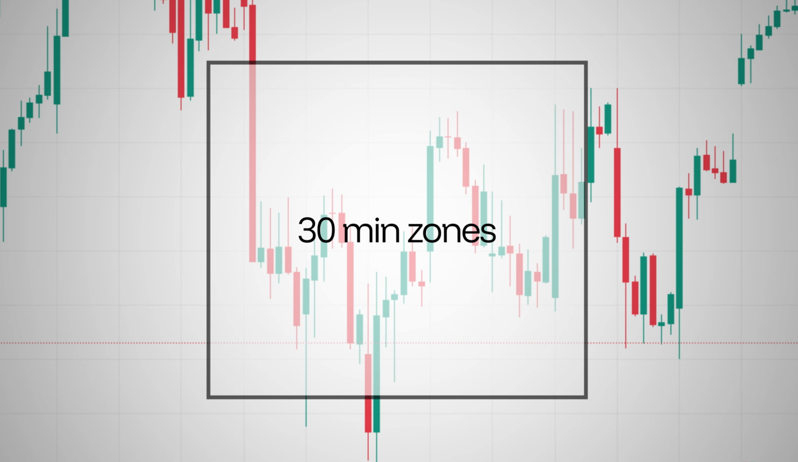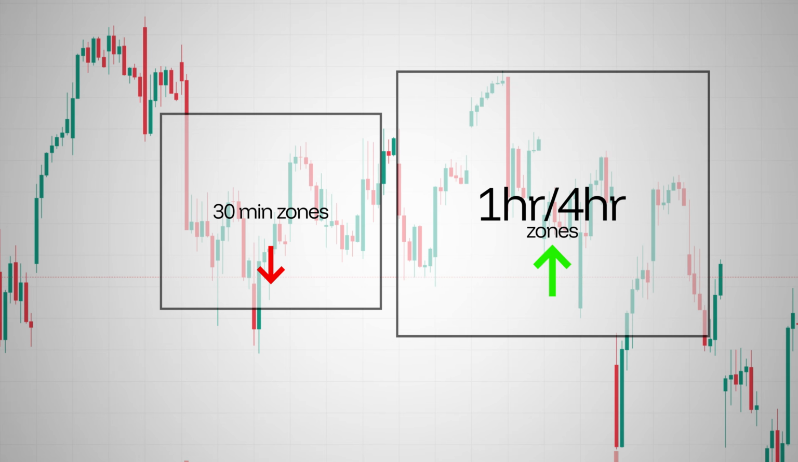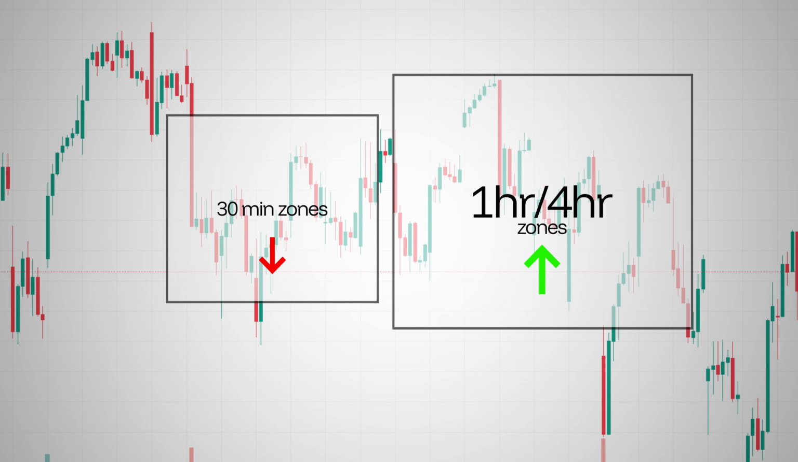One thing I found back in 2022 and 2023 is that I used to mark 30-minute zones, but I realized that they had a much lower win rate than my higher time frame 1-hour and 4-hour zones. And once the test revealed that the 30-minute zones were unreliable, I stopped using them entirely and my results boosted.